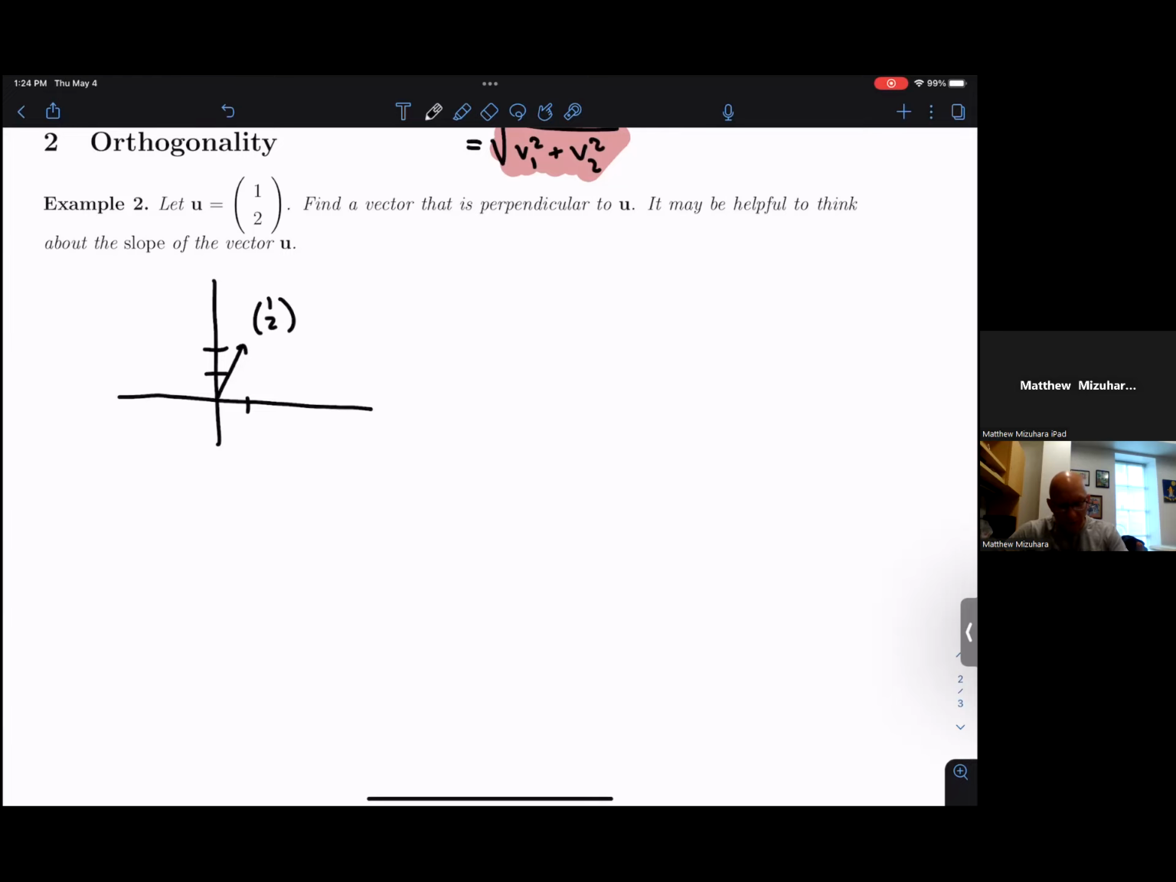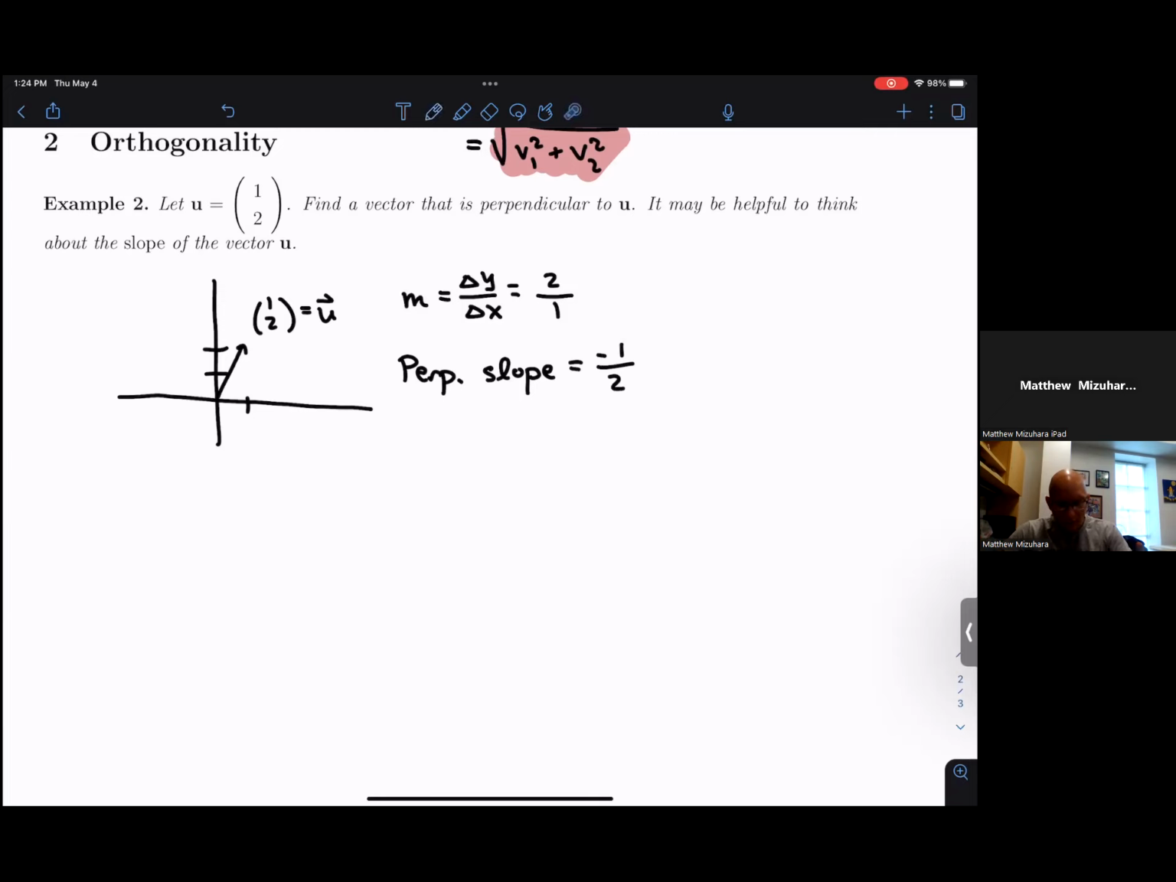And so my goal is to find a vector perpendicular to u. And so how do I do that? I give this hint, maybe it's useful to think about slopes. So what would the slope of this vector u be? Well, it's sort of like the rise over the run, right? And so this is 2 up, 1 across, so 2 over 1 would be my slope. Okay, and you might remember some facts from earlier algebra classes that a perpendicular slope would be the negative reciprocal of this. So the perpendicular slope wouldn't be 2 over 1, it'd be negative 1 over 2, so negative 1/2.